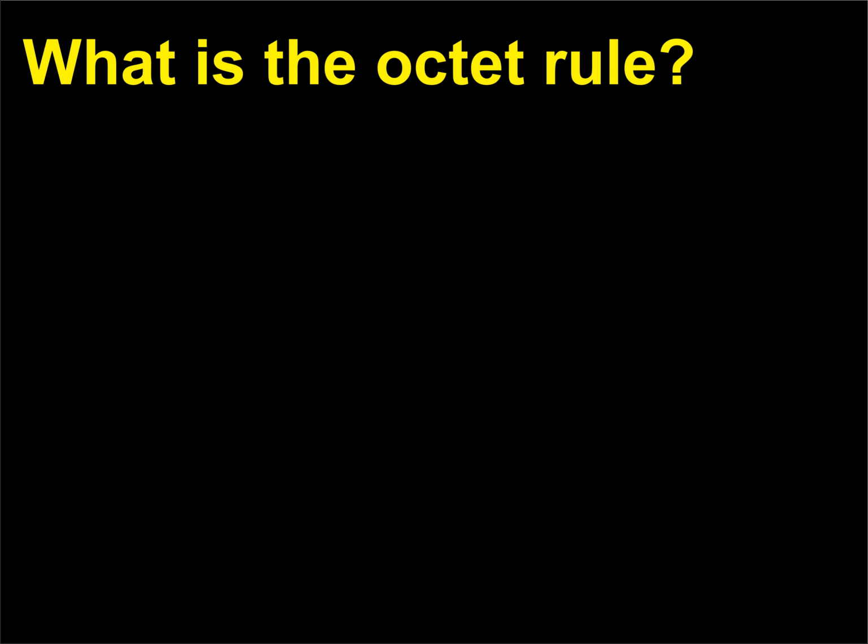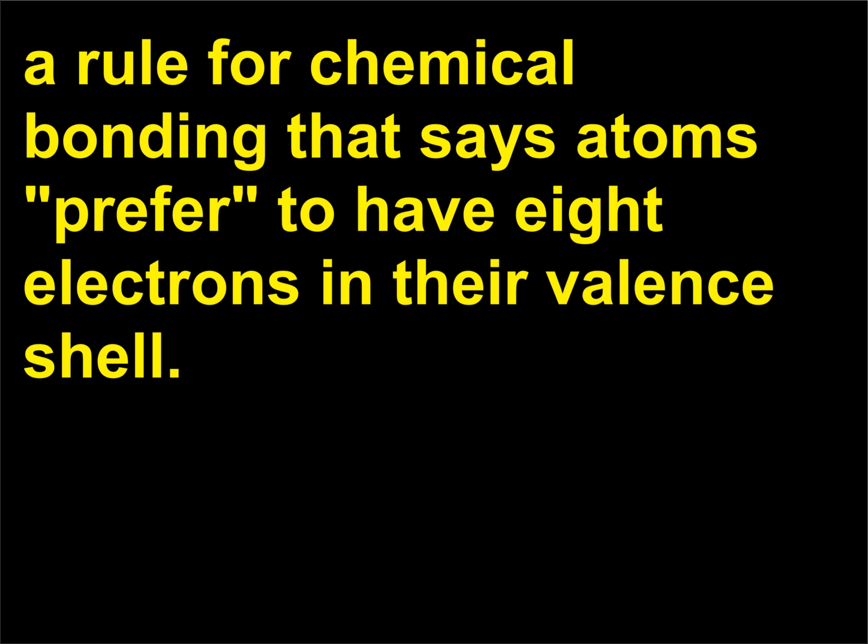What is the octet rule? A rule for chemical bonding that says atoms prefer to have 8 electrons in their valence shell.